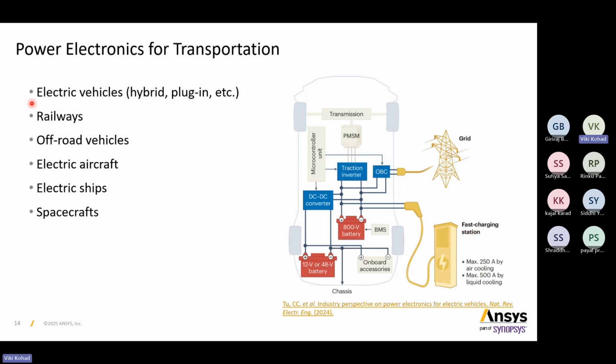Now we have the fast charging station. Here, the power electronics used in electric vehicles, hybrid or plug-in hybrid mode is also there. In the hybrid electric vehicles, it contains the engine as well as the battery, and your electric motor is also there. In the railways, off-road vehicles, the electric aircraft is also there. The electric ship, the spacecraft is also there. So whenever you have to give the power supply, whenever you have to control your applications, you need the power electronic components. And you have to use the power electronic components to achieve maximum energy efficiency.